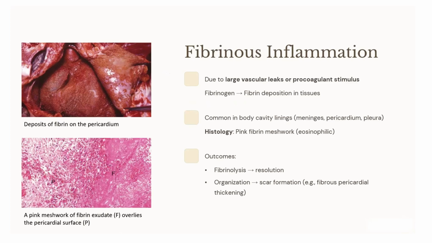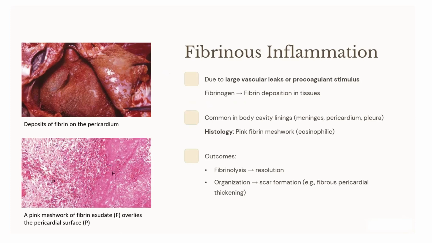But it leads to a really important question. Which is? Will the body manage to break down and clear away that fibrin completely? If yes, great, full resolution. And if not? If not, it can organize. It basically turns into scar tissue. And that scarring, say, in the pericardium, can cause problems down the line, like thickening that restricts the heart. So it's a crucial fork in the road for healing.